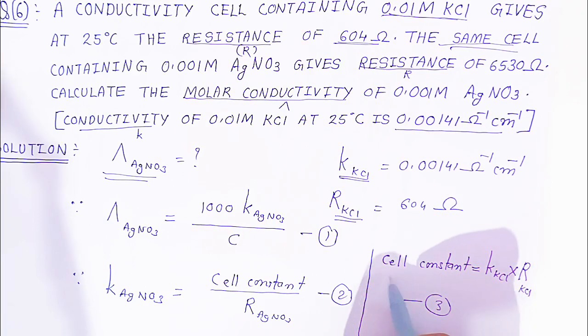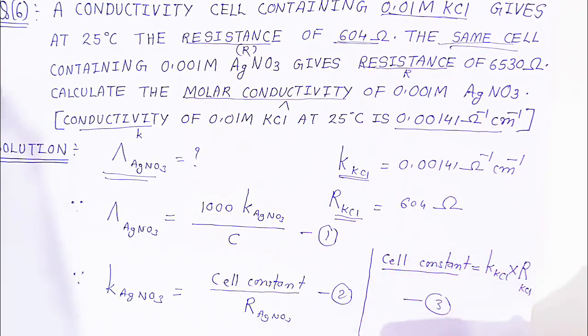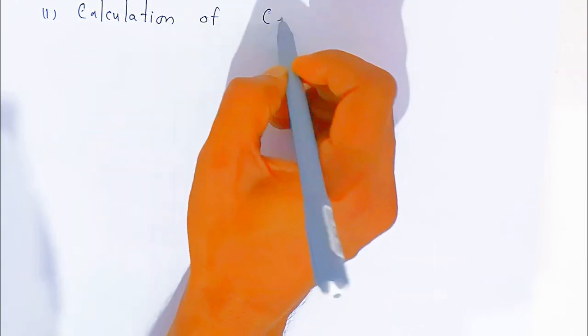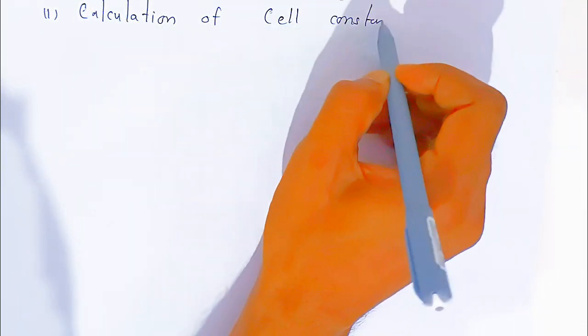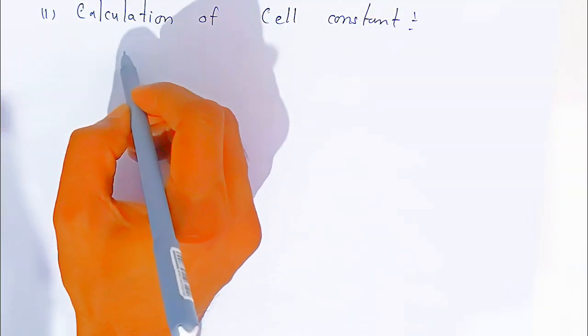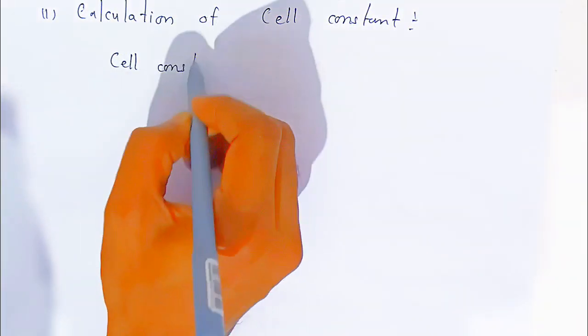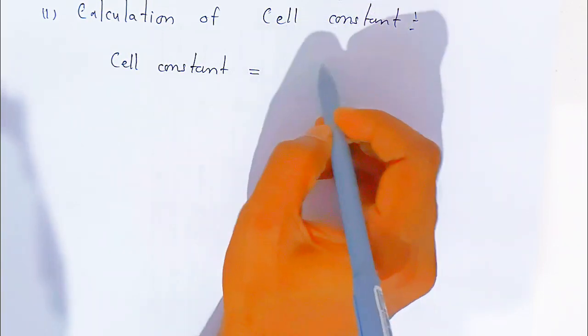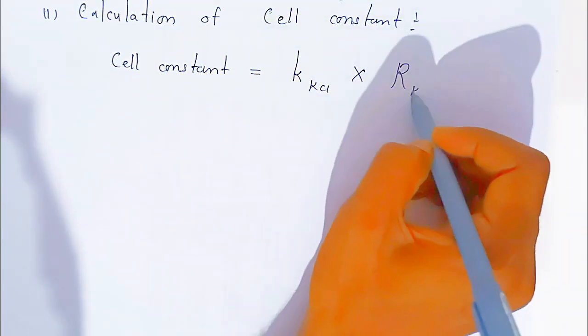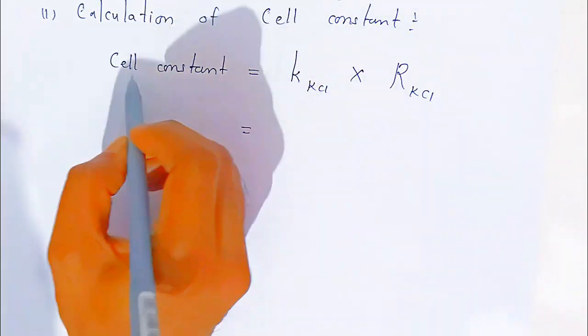First, what we will do, we will first calculate the cell constant. Okay students, we are going to do the calculation of cell constant. How we are going to calculate the cell constant? Because same cell we are using students. So what is the formula students? That I already said. Cell constant is nothing but conductivity of KCl into resistance of KCl, that is given students. With the help of this data students, we will calculate the cell constant.